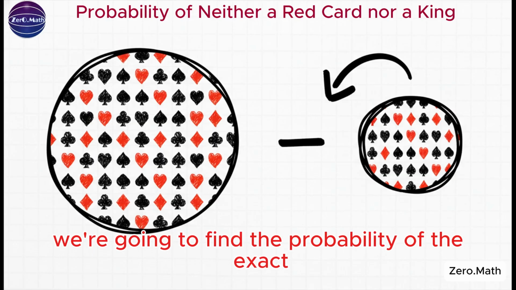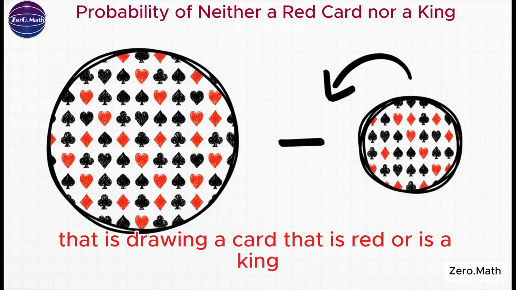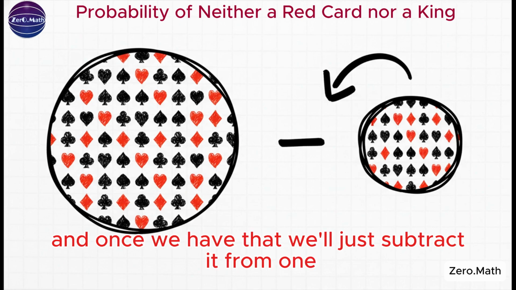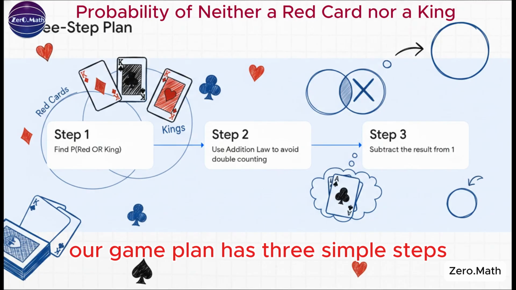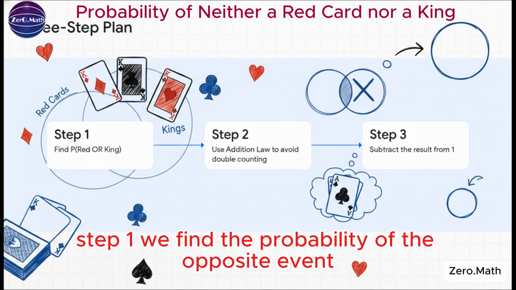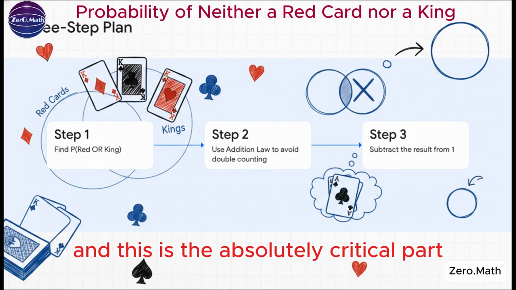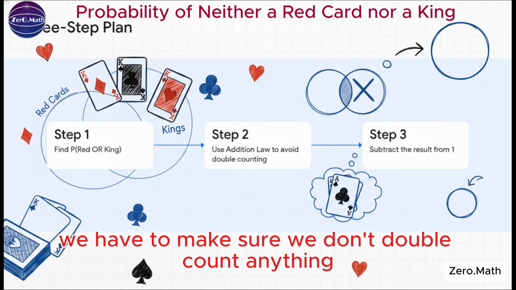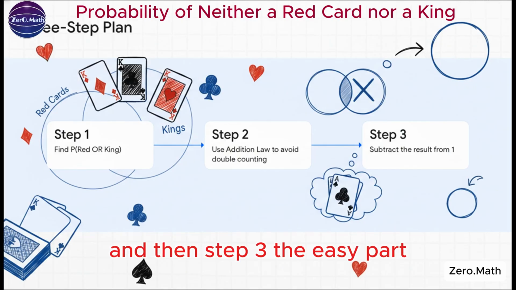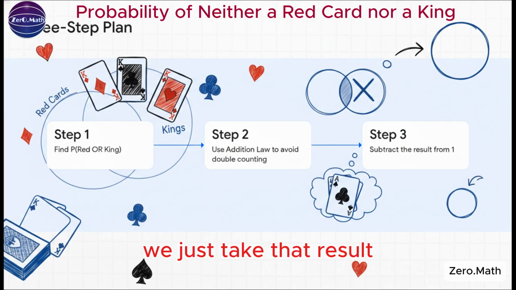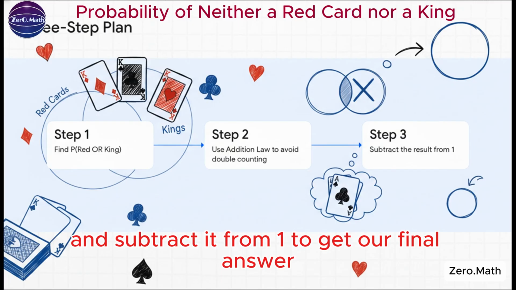We're going to find the probability of the exact opposite thing happening. That is, drawing a card that is red or is a king. And once we have that, we'll just subtract it from 1. It's a brilliant shortcut. Our game plan has 3 simple steps. Step 1, we find the probability of the opposite event, red or king. Step 2, and this is the absolutely critical part, we have to make sure we don't double count anything. And then step 3, the easy part. We just take that result and subtract it from 1 to get our final answer.